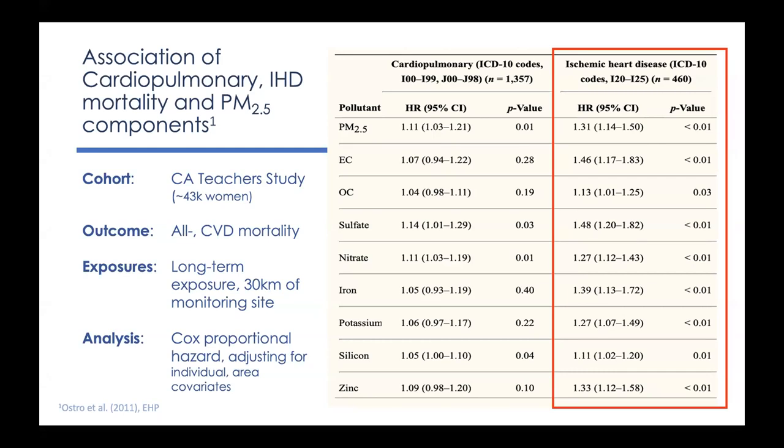So in this case, we see that all of the examined components, PM2.5 as a measure of total PM2.5 toxicity, as well as EC, OC, sulfate, nitrate, iron, potassium, silicon, and zinc, were each significantly associated with increased mortality from ischemic heart disease. So these results are consistent with and contrast with those results that I showed earlier from the ACS and the Women's Health Initiative. And they suggest that there's really not one component that's more important to toxicity than another.